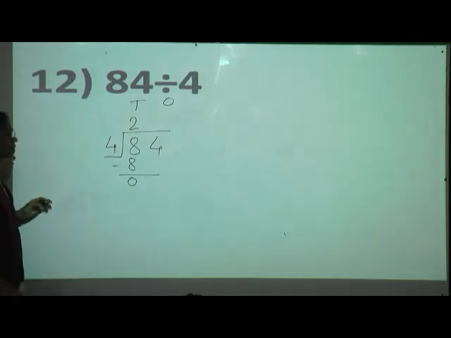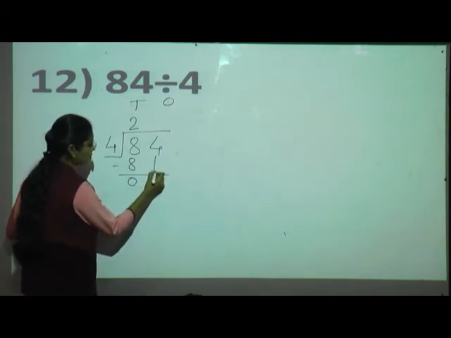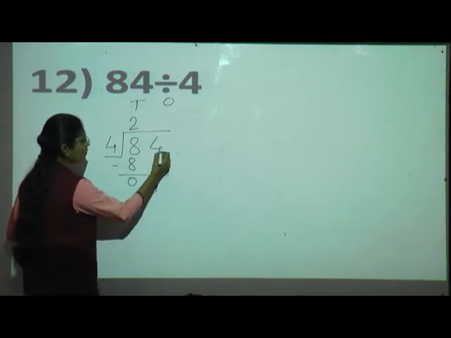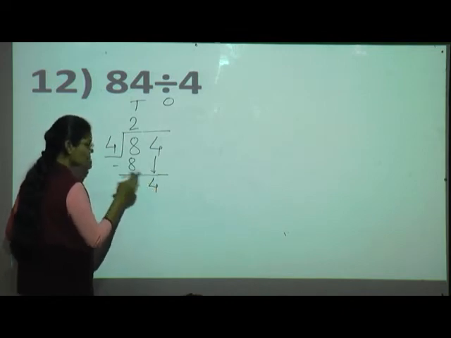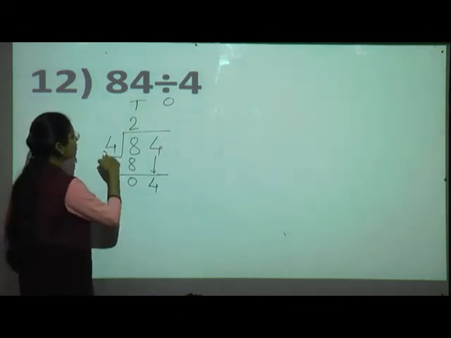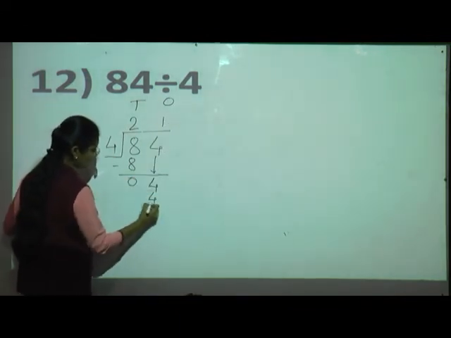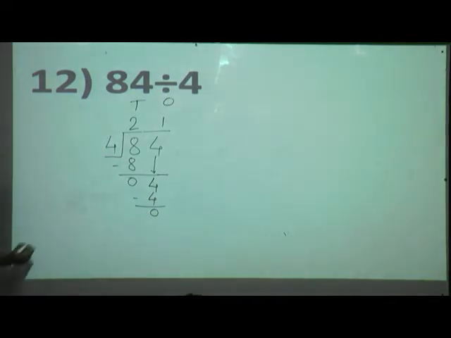Okay. Now in the second step, next step, this number we have to take down. Here 4 is there. So this 4 will come down. So here we will write 4. Now in 4 how many 4s are there? Only 1 4 is there. So 4 ones are 4. 4 minus 4, 0. Okay, so 84 divided by 4 is equal to 21. So what is the answer? Answer is 21. Okay.